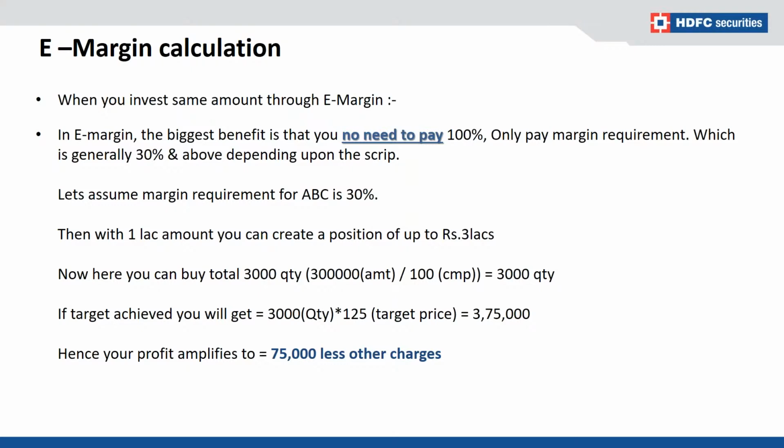Interest cost, minus the brokerage and the interest cost, which would be credited to the client's account whenever the positions are settled. Whenever the positions are settled, the original margin money, that is 1 lakh, plus the profit will be credited into the client's bank account once the positions are settled and the settlement has been done.